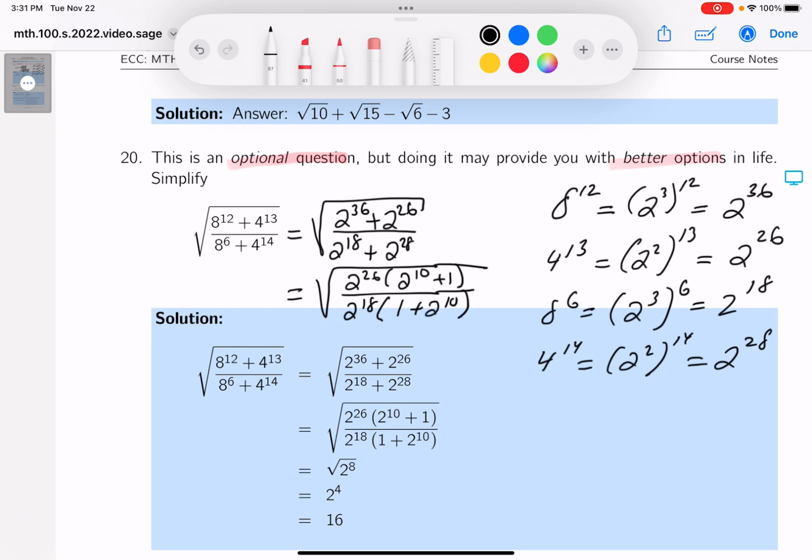Well, what do I notice about this immediately? I see a factor common between top and bottom. The one factor I see is going to be 2 to the 10th plus 1, or 1 plus 2 to the 10th. They're the same thing, as addition is commutative. They would cancel off. The other thing I notice is that 2's are factors of top and bottom.